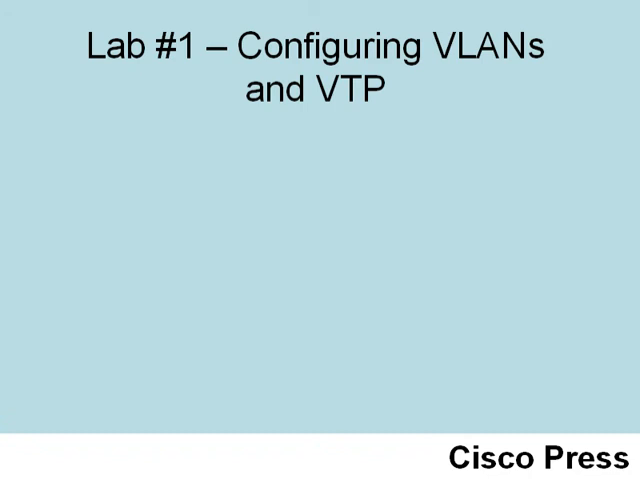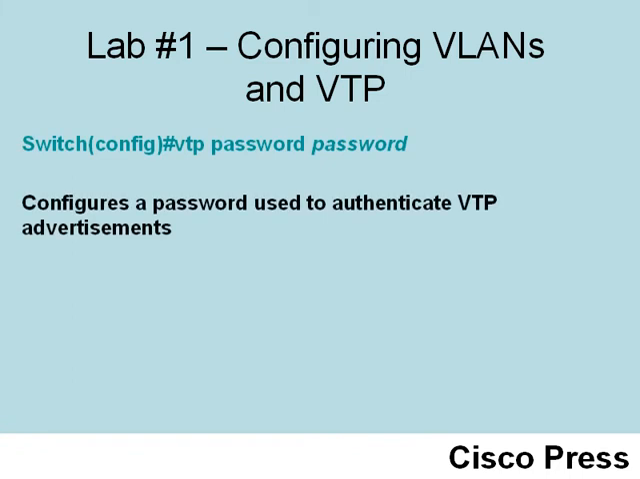And to prevent a rogue switch from being added to the network with the same VTP domain name and possibly corrupting our VLAN database by sending us an invalid VTP advertisement, we're going to protect our VLAN database by setting up a VTP password. We will use a VTP password of Cisco Press.